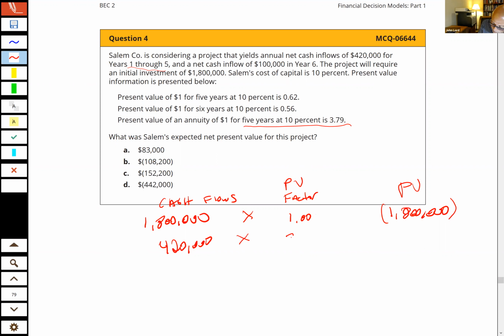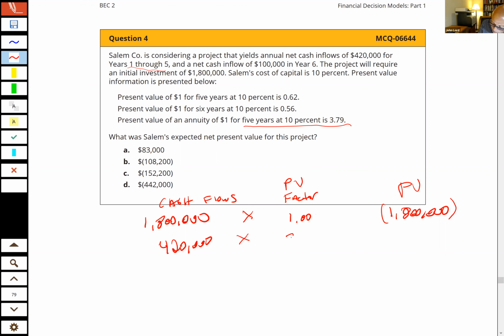And then, the beauty of net present value is that we can deal with different cash flows from different years. And so this 100,000 is really like a one-time deal that's going to come in year 6. So I have to pick up the factor for that. So I multiply that times 0.56. Okay. And when I do, I get 56,000 for that.